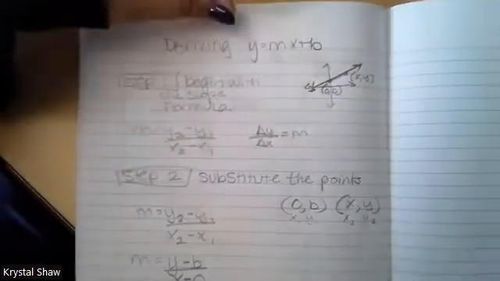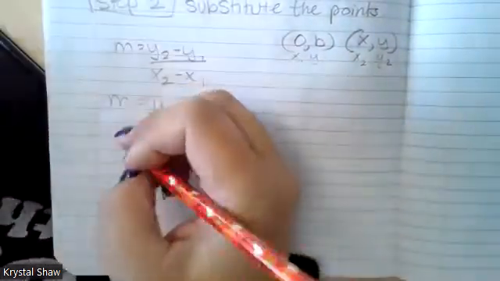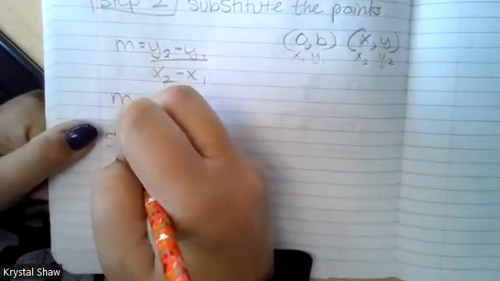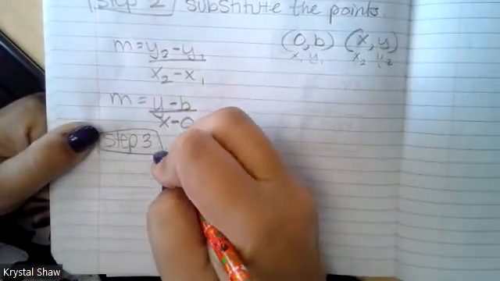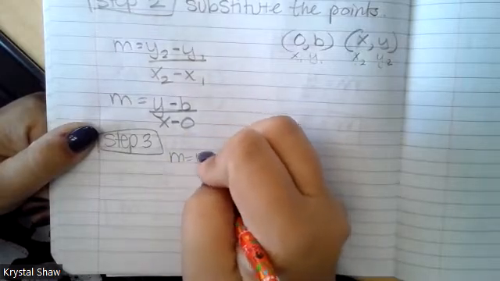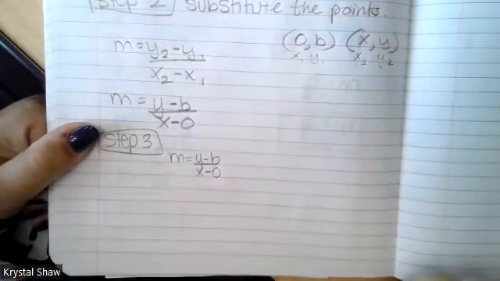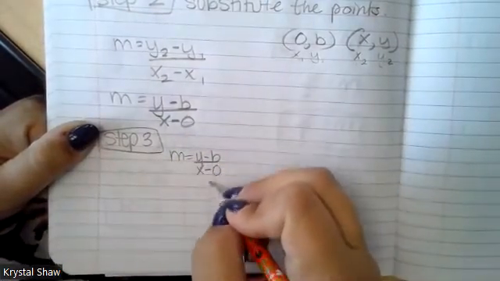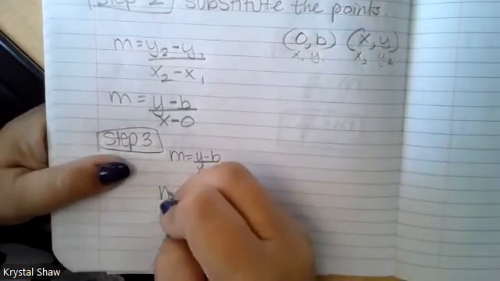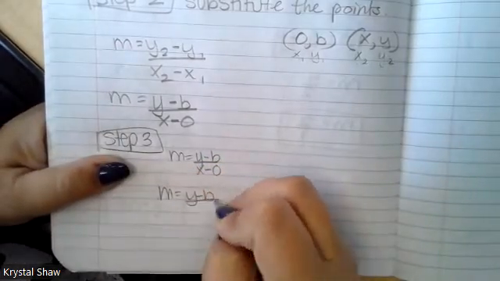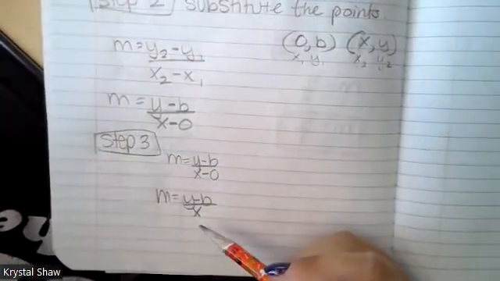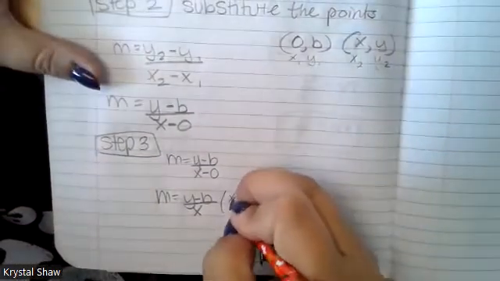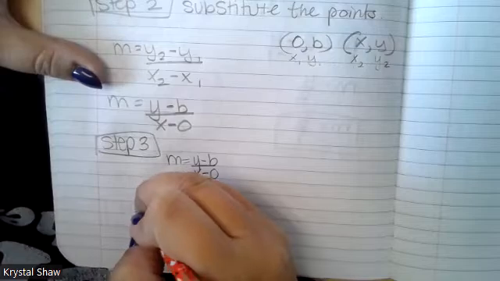Then from here, I'm going to go to step 3, which is simplify. So I currently have m equals y minus b over x minus 0. First thing is I'm going to fix this denominator. So I have m equals y minus b all over x. In order to get rid of the denominator, I'm going to multiply by the reciprocal. So I'm going to multiply both sides by x over 1.